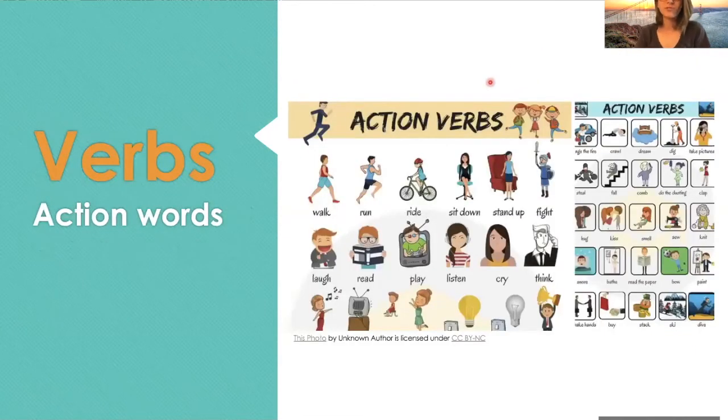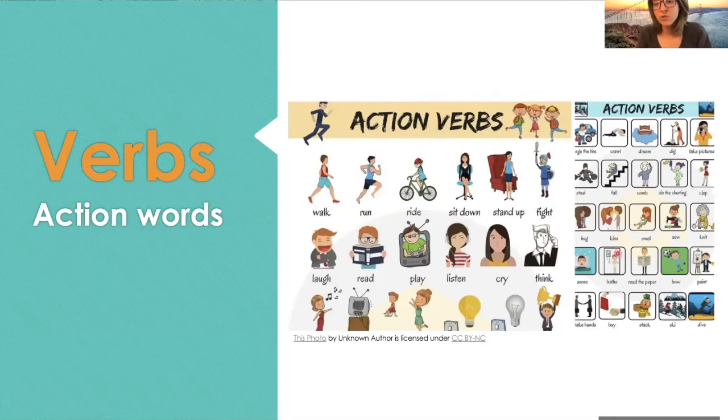Verbs are what you do. They are action words, and sometimes it's a little more complicated than that, but we'll stick with that for now. So action verbs are walk, run, ride, sit, stand, fight, laugh, read, play, listen, cry, anything that you can say, I walk, I listen, I present, I think, I cry. Those are all action words, those are all verbs.